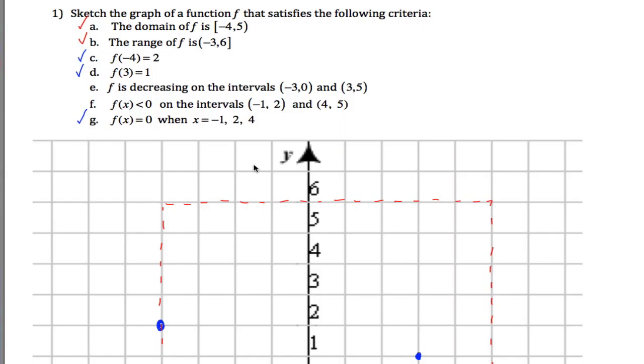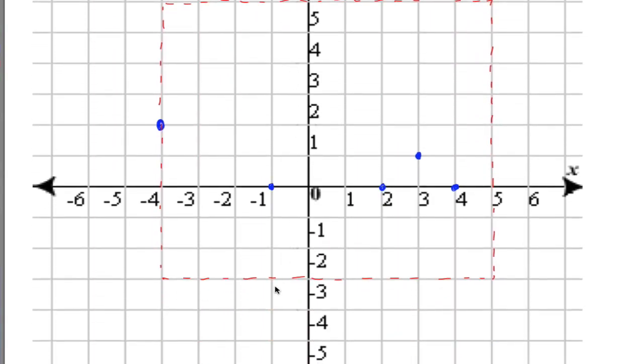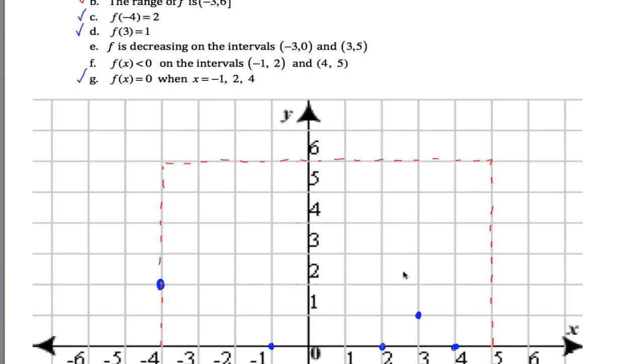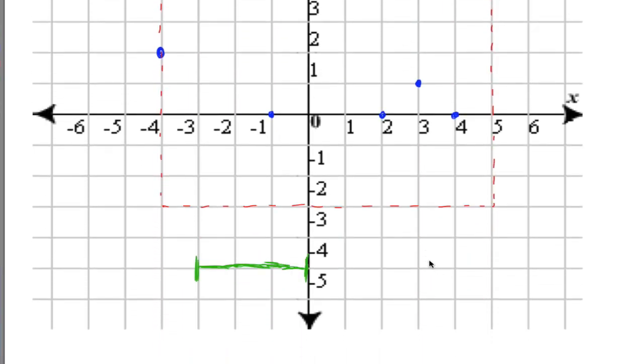E says f is decreasing from an x-coordinate of negative 3 to 0. So let's see, my x-coordinate is negative 3 right here. I want to be decreasing from here to here. This is not part of the graph. This is just me trying to show my work. And then I want to be decreasing again from 3 to 5. So what I'm saying is there's 3, 4, 5.